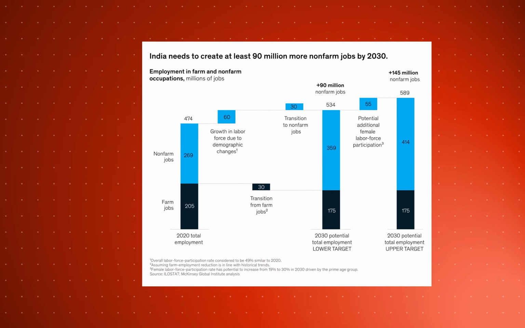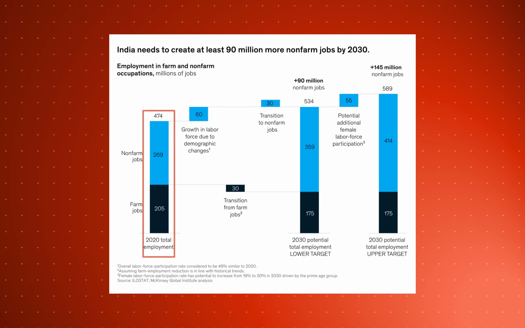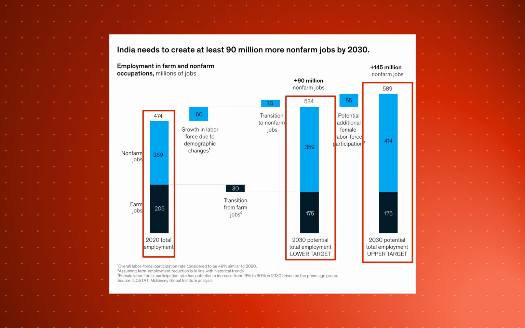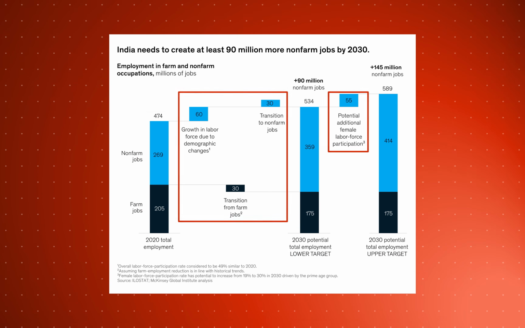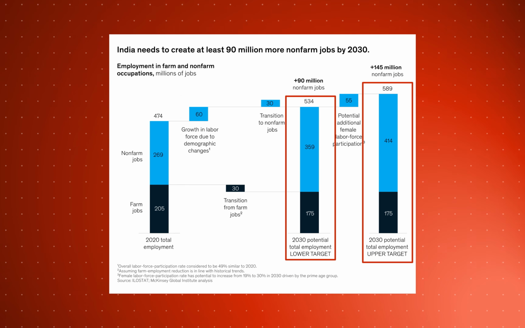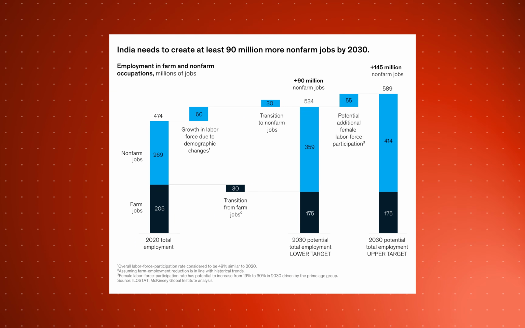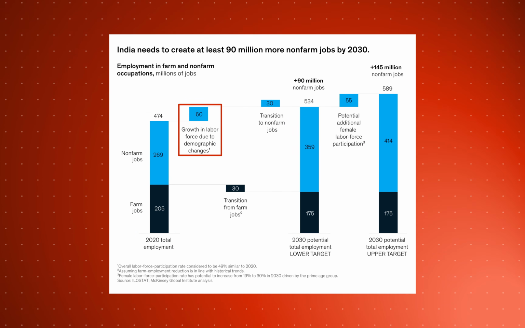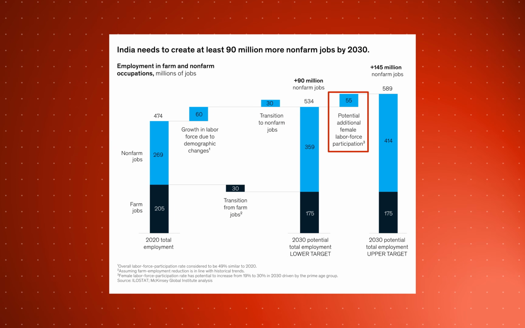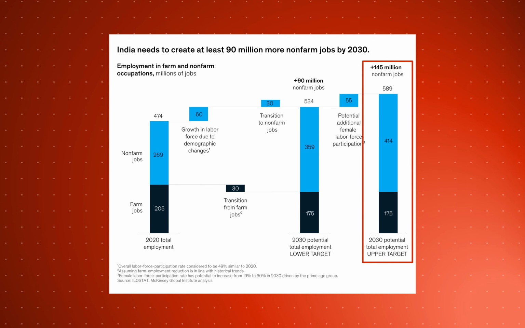Here's another example. Instead of simply comparing 2020 employment versus 2030 targets side by side, the waterfall reveals the specific drivers of change following two future pathways, the lower and upper targets. And as you can see, each step logically follows. Here's where we are. Demographic growth expands the labor force. People transition from farming. This gets us to the baseline. Then potential increases in female labor participation unlock additional opportunities, making each policy level's contribution crystal clear.